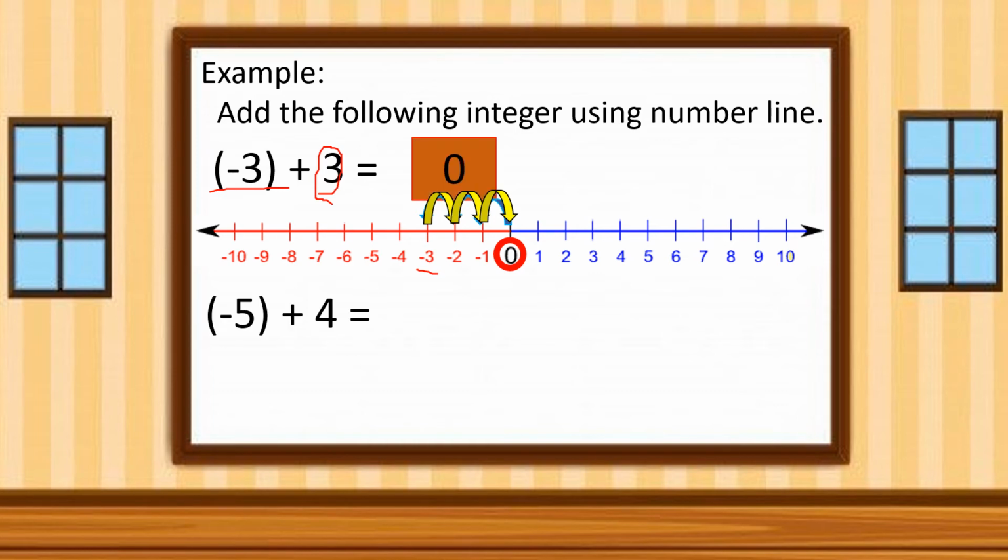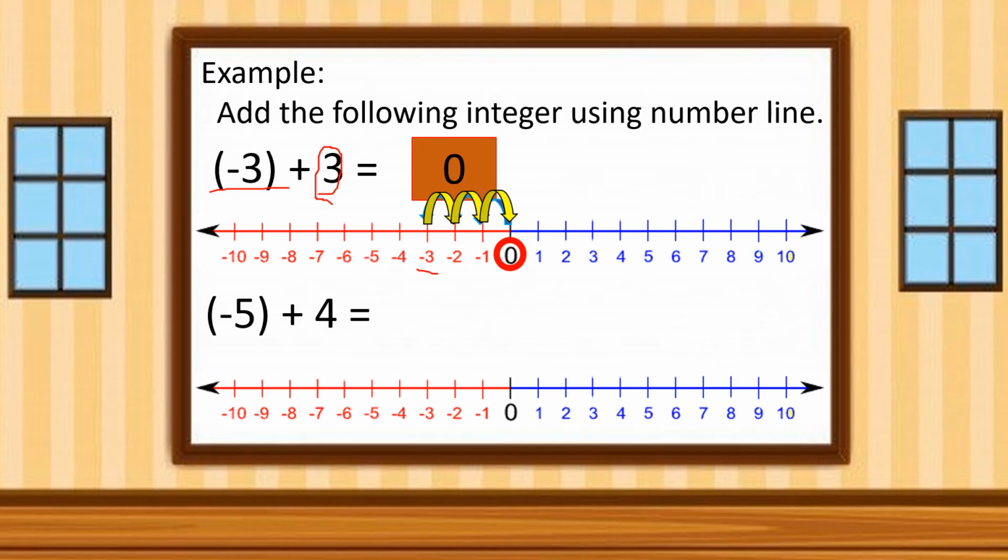Okay? Next, we have negative 5 plus positive 4. So again, we have here our number line. So from 0, again, we always start at 0. So you will move to the left 5 units to the left. So you have here 1, 2, 3, 4, and 5.